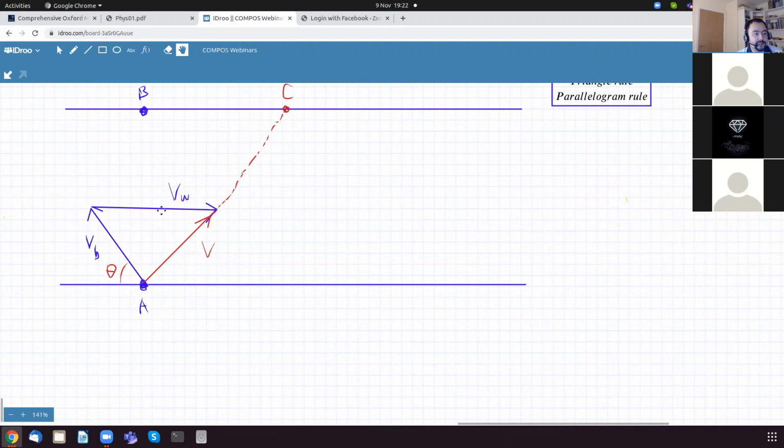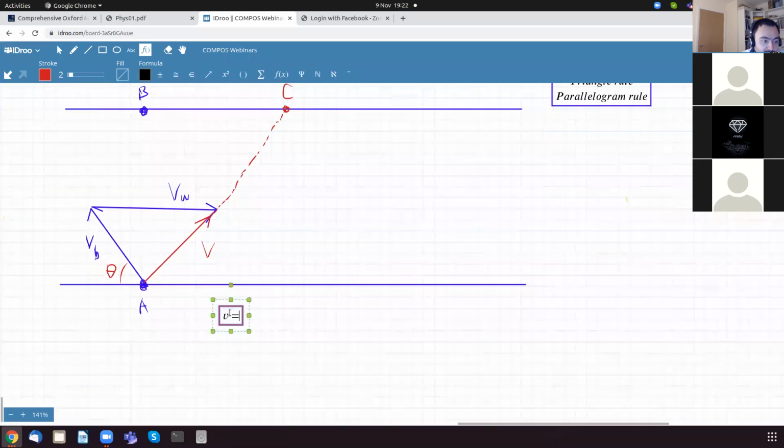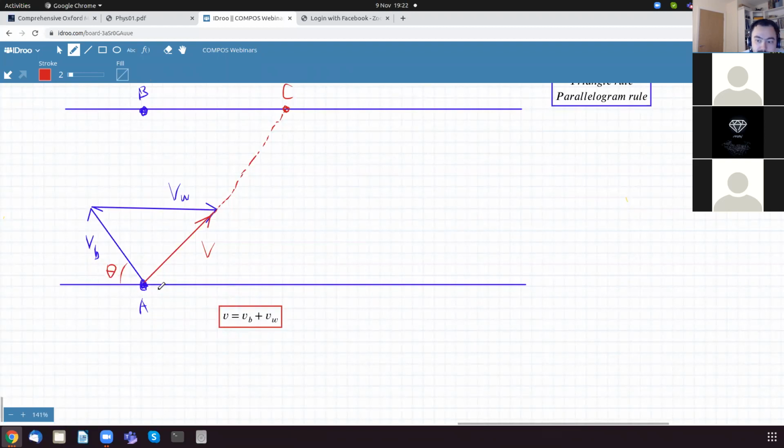I think I need to explain a little bit more on this. So we are adding vectors. The resultant velocity is the velocity of the boat plus the velocity of the water. So this is v, and this is v_w. This is the rule for adding vectors.